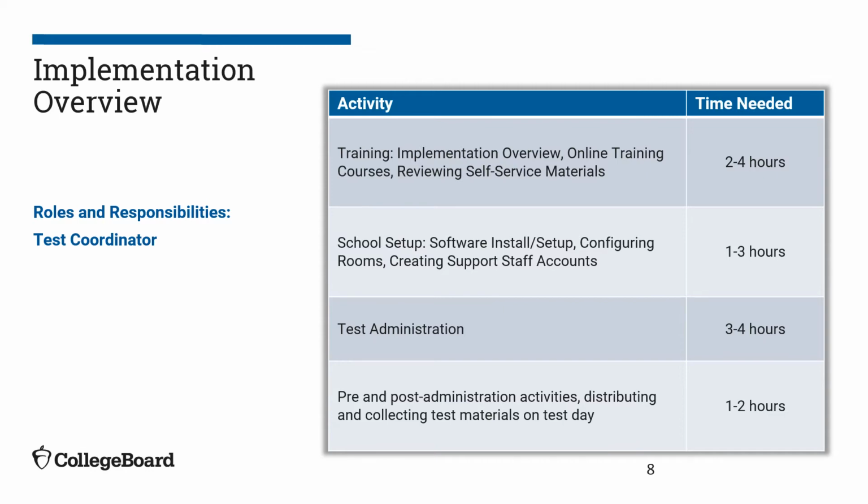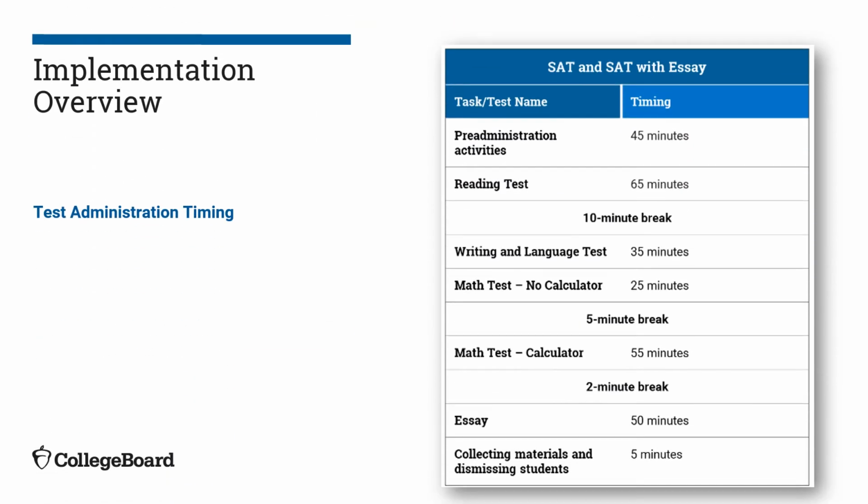The SAT is divided into 4 tests, or 5 if your school is administering the essay. Standard testing time is a total of 3 hours, plus an additional 50 minutes if administering the essay. The test day also includes one 10-minute and one 5-minute break, plus an additional 2-minute break for essay.